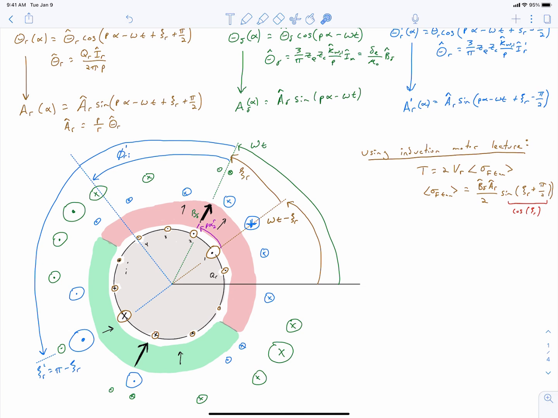So that was a result we had, and we commented that it wasn't especially useful for machine sizing because we don't usually like to think about sizing a machine in terms of the rotor's electric loading. We'd prefer to talk about it in terms of the stator's electric loading.